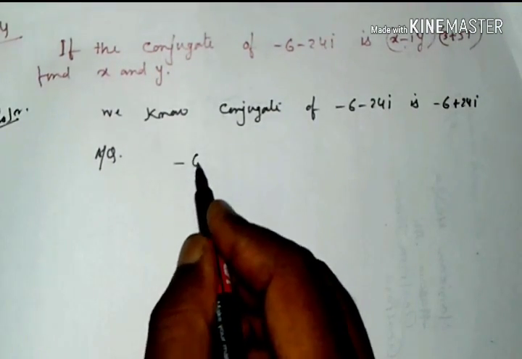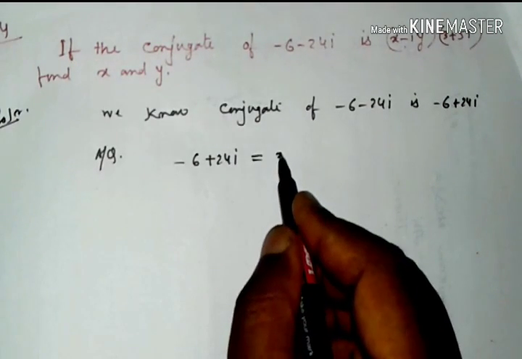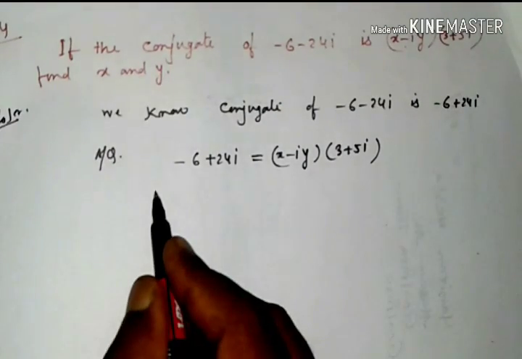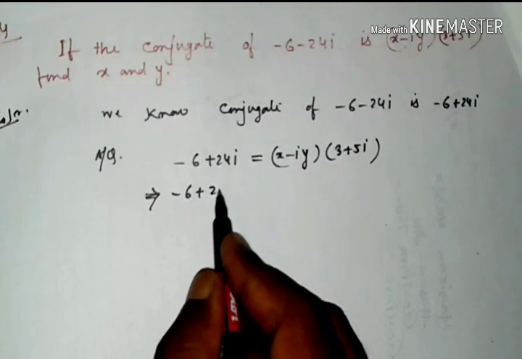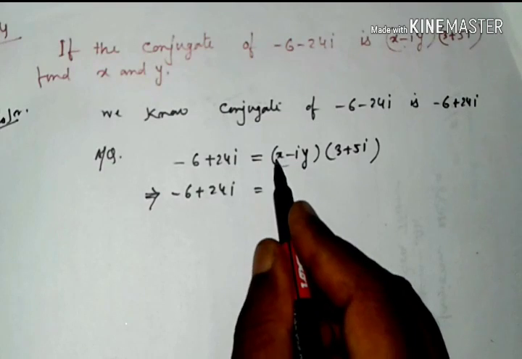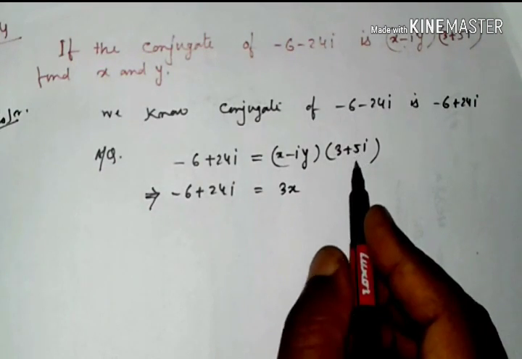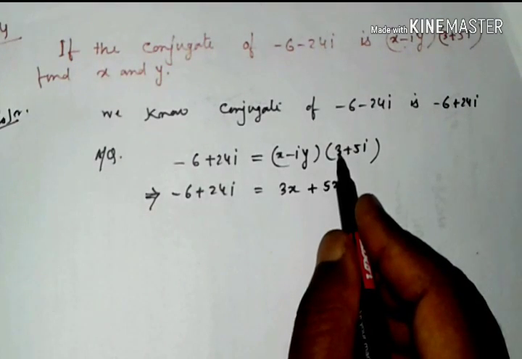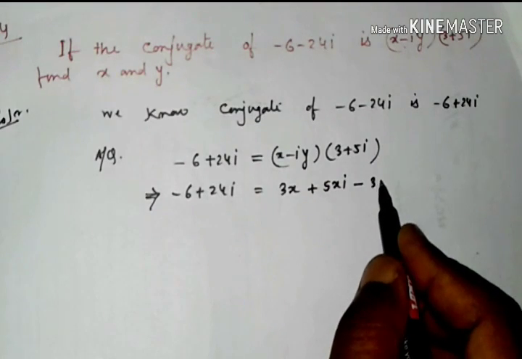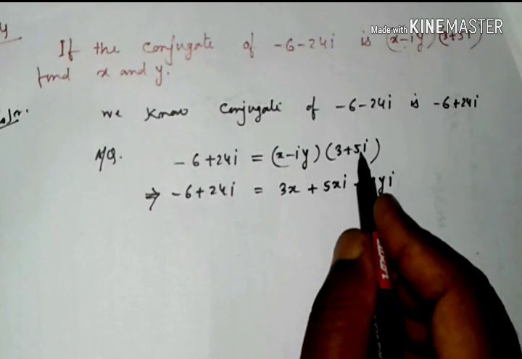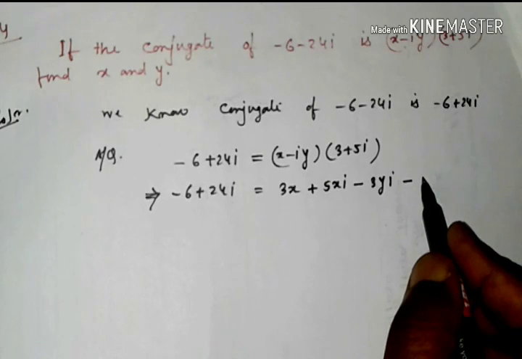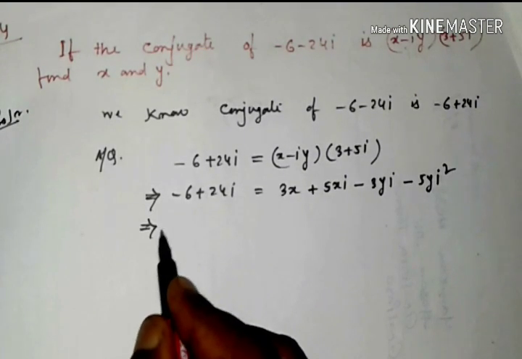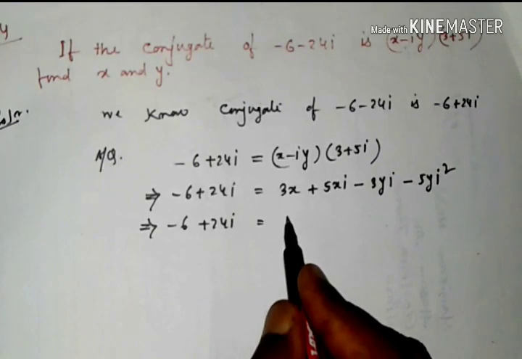Therefore, according to equation, minus 6 plus 24i is equal to (x minus iy) into (3 plus 5i). To multiply this, x into 3, that is 3x, x into 5i, that is plus 5xi, minus iy into 3, that is minus 3yi, minus iy into 5i, that is minus 5y i square. That is, this implies minus 6 plus 24i equals 3x.